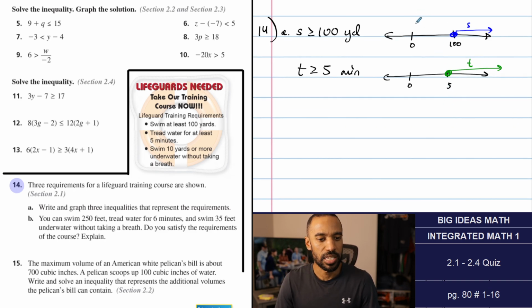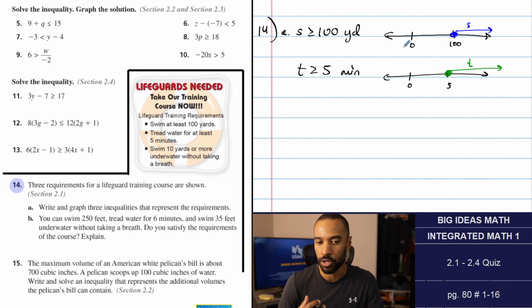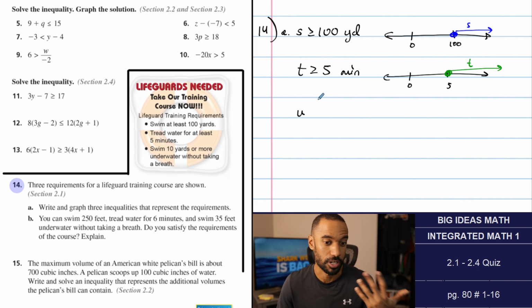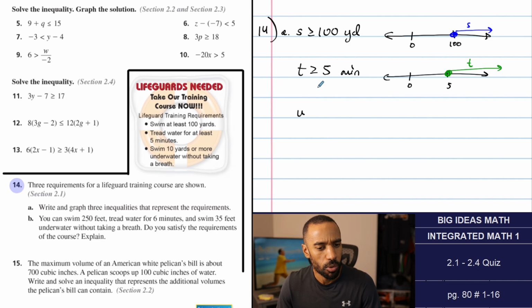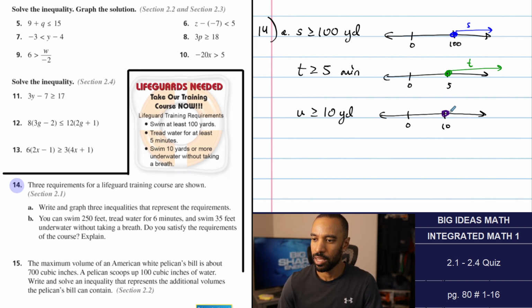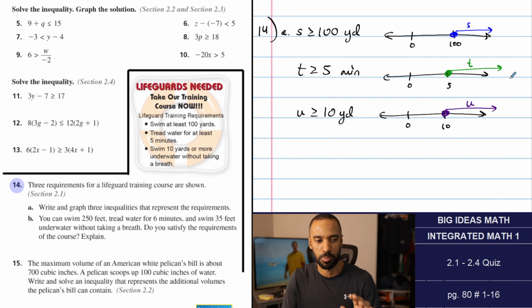And swimming 10 yards or more underwater without taking a breath. There's a difference between swimming and swimming underwater, so I'll put a U for underwater. Hey, look, S, T, U. That kind of works. Swim 10 yards or more underwater without taking a breath. So all these are greater than or equal to for those variables. I wish they would mix them up a little bit.